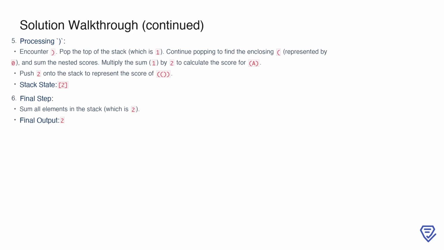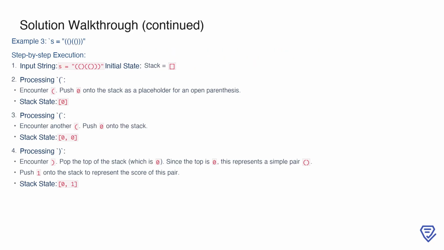Finally, we sum all elements in the stack to get the total score. Since the stack contains just one value, 2, the final output is 2. This illustrates how the algorithm handles nested parentheses. Next, let's analyze a more complex example with the input string.